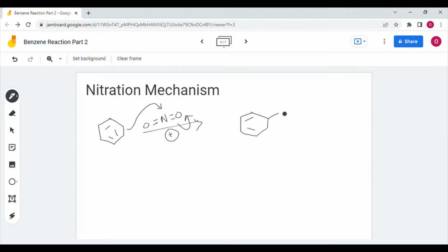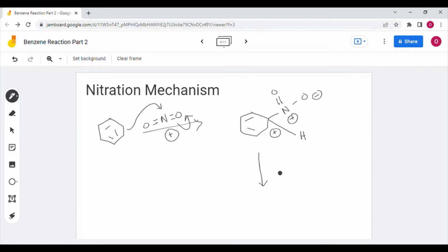We have NO2 here, right? Don't forget that we have a negative charge here, as well as a plus charge here, as well as a plus charge here, right? So as you know, next, what ends up happening is now we need to do some kind of elimination reaction to get rid of this plus charge, right? And don't forget we have a hydrogen here.